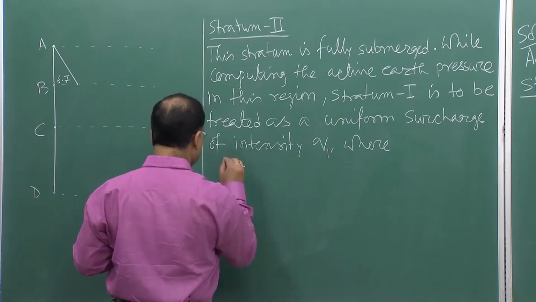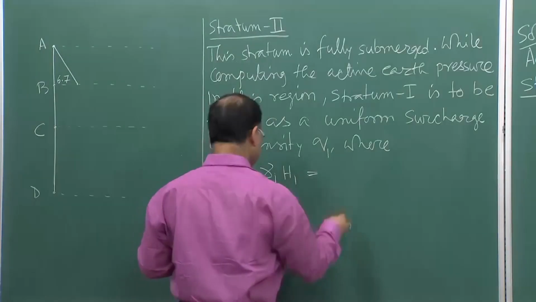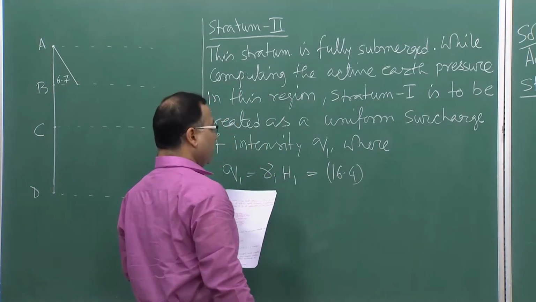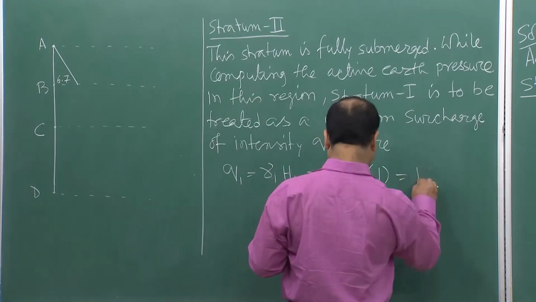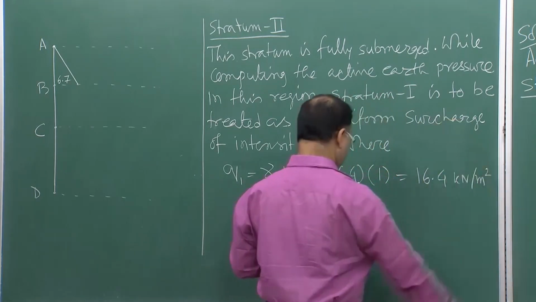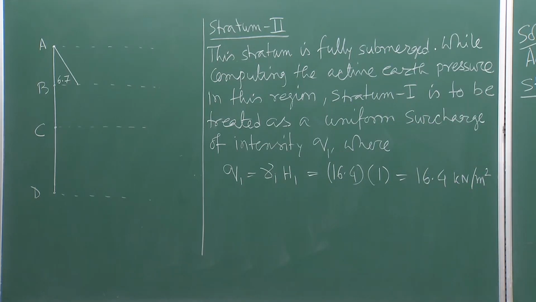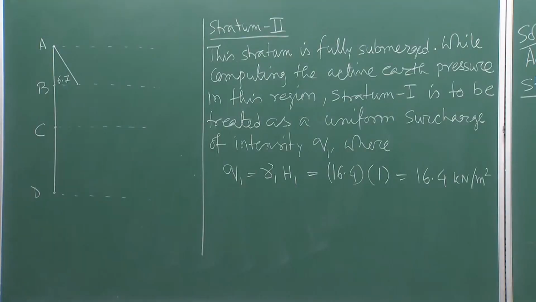say Q1, where Q1 is equal to gamma 1 H1. That is nothing but 16.4, the gamma 1, that is the unit weight of stratum 1, and the depth of stratum 1 is 1. So, it comes as 16.4 kilonewton per meter square. Now, what does it mean? When you are considering stratum 2, the active earth pressure in this region, stratum 1 is to be treated as a uniform surcharge of intensity Q.